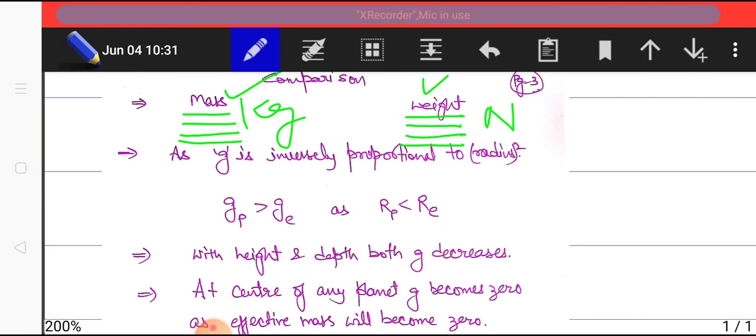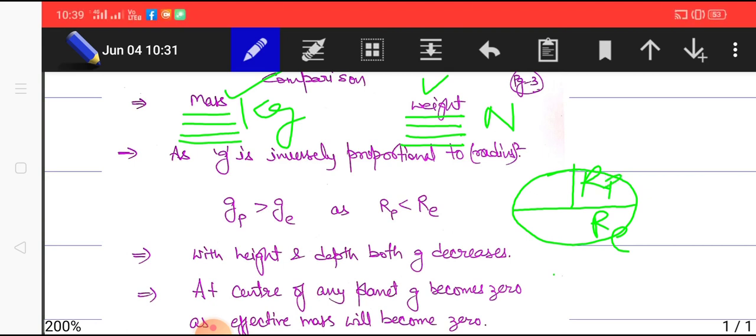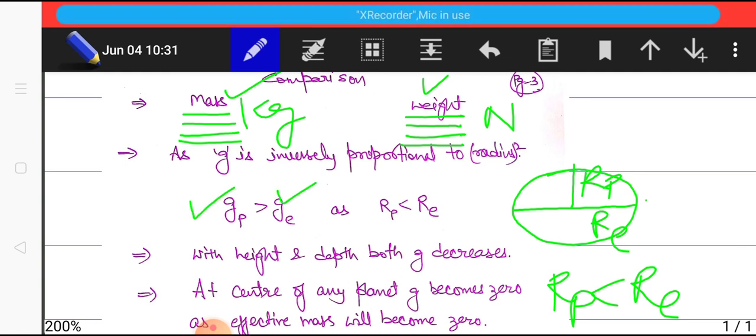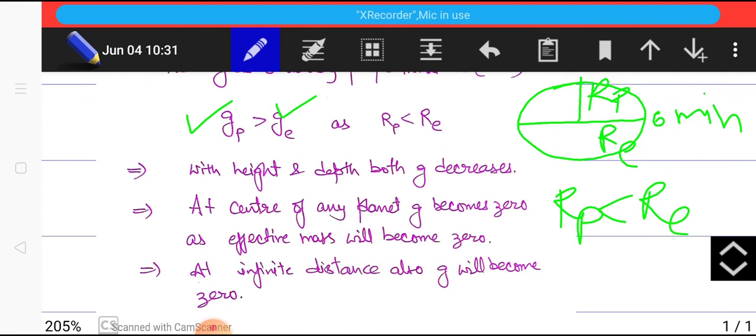One more point about g. You know, the shape of the earth is a little elliptical. The polar radius is less than equatorial radius. Polar radius is small and equatorial radius is large. Hence value of g at pole is more than value of g on equator. It is minimum on equator and it is maximum on poles.